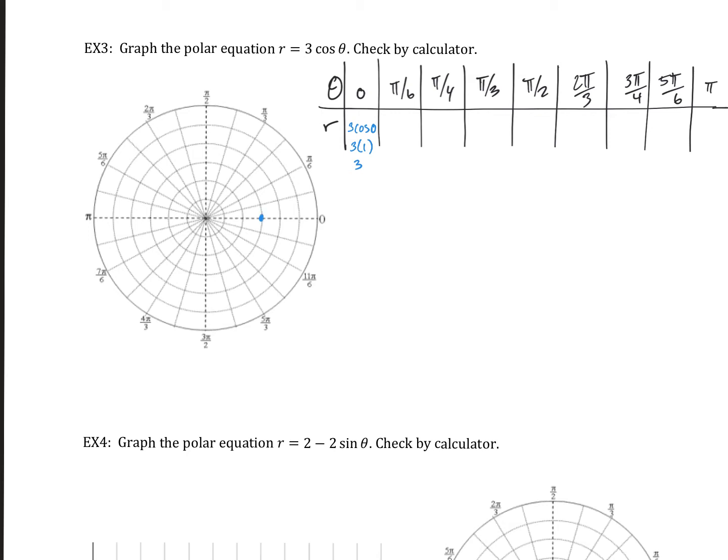Next we have pi over 6, so it'll be 3 cosine of pi over 6. Sorry, it's a little squishy. Now 3 cosine of pi over 6, that's going to be 3 times root 3 over 2, which is going to come out to approximately 2.6. Let me go ahead and just extend all of these down for our calculation purposes. Okay, so about 2.6. So pi over 6 comes down a teeny bit to a little less than 3.